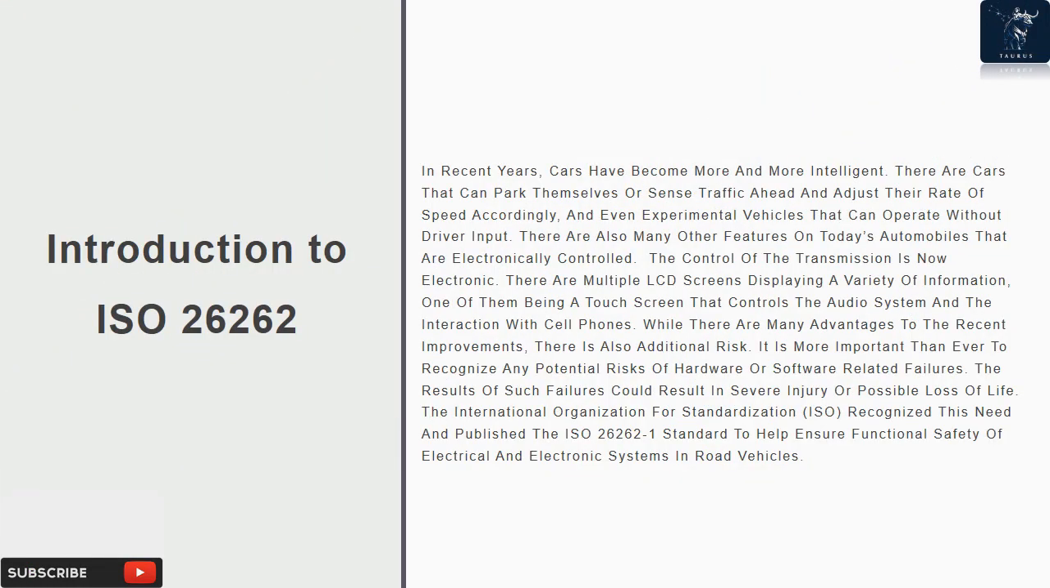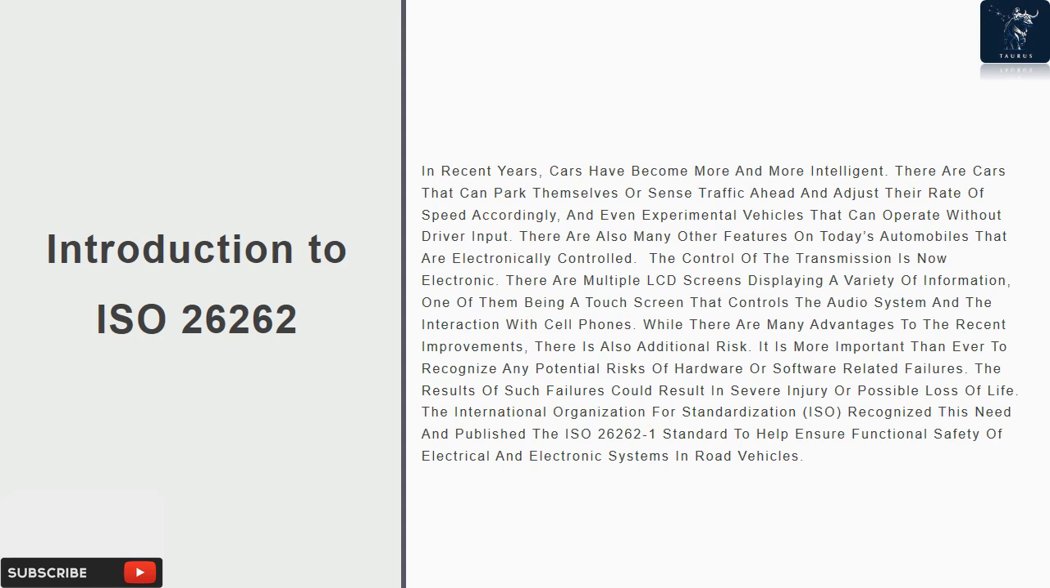Introduction to ISO 26262. In recent years, cars have become more and more intelligent. There are cars that can park themselves or sense traffic ahead and adjust their rate of speed accordingly, and even experimental vehicles that can operate without driver input. There are also many other features on today's automobiles that are electronically controlled. The control of the transmission is now electronic. There are multiple LCD screens displaying a variety of information, one of them being a touch screen that controls the audio system and the interaction with cell phones.